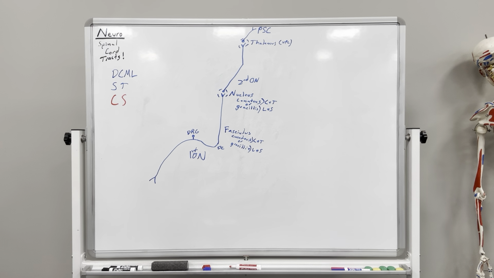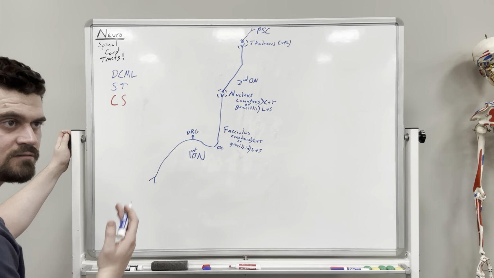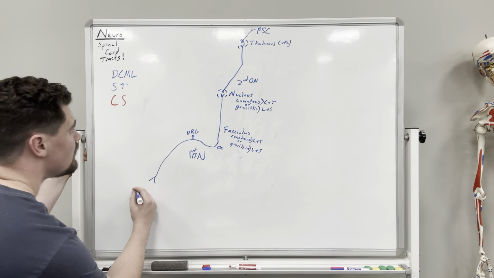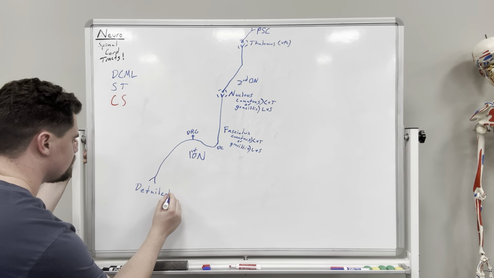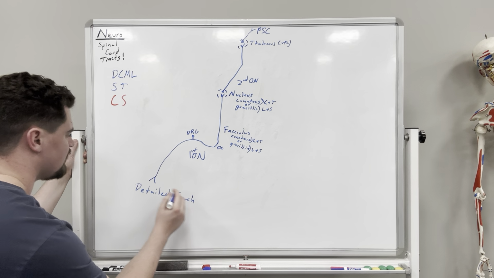So that's the stuff. That's everything for DCML. Also, I should have mentioned this before, but what kind of sensory information does this pick up, since we have two main sensory tracts? DCML is going to be your detailed touch. So detailed touch, what does that mean?